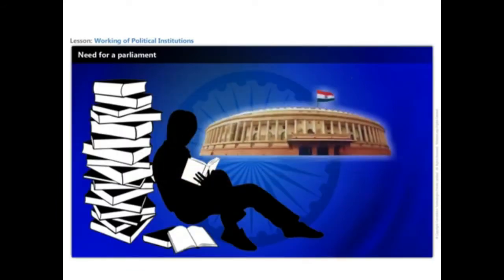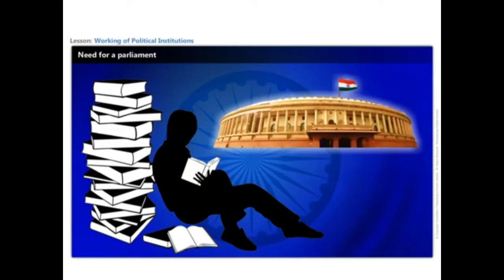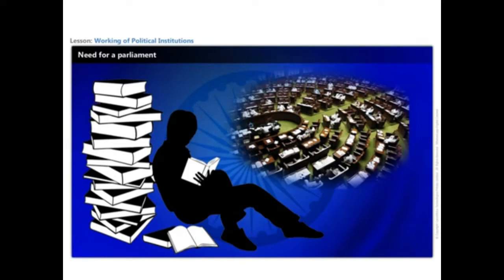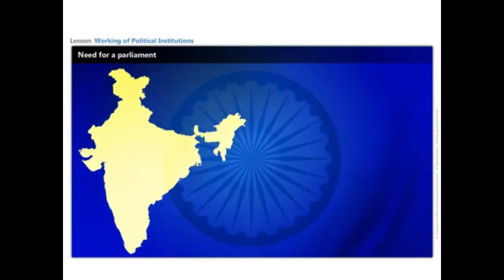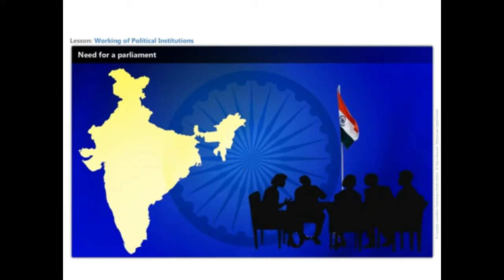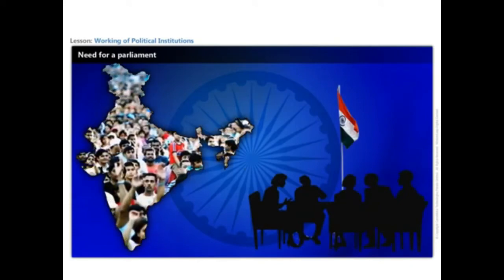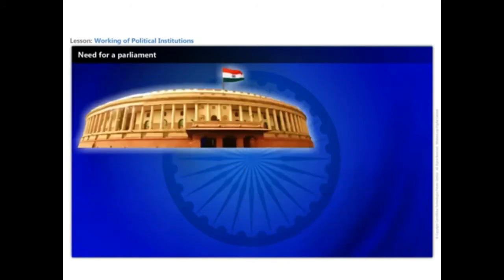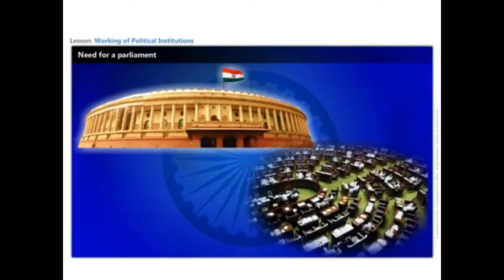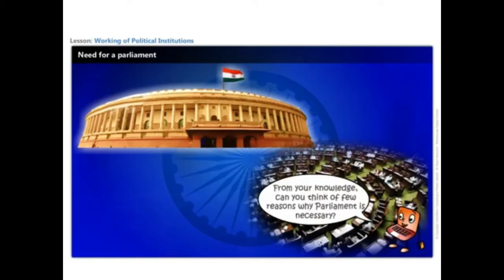We have studied that the Parliament of India is the supreme legislative body in India, founded in 1919, which possesses legislative supremacy and thereby ultimate power over all political bodies in India. In all democracies, an assembly of elected representatives exercises supreme political authority on behalf of the people. In India, such a National Assembly of elected representatives is called Parliament, and at the state level, this is called Legislature or Legislative Assembly. From your knowledge, can you think of a few reasons why Parliament is necessary?